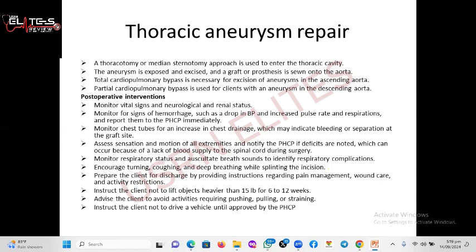Okay. Yes, Madam Janet, your hand is up. Yes, I want to find out, is it always operable or can it be managed with drugs or other things?